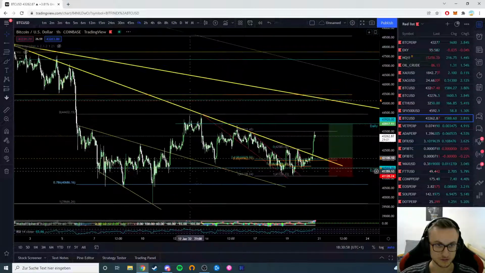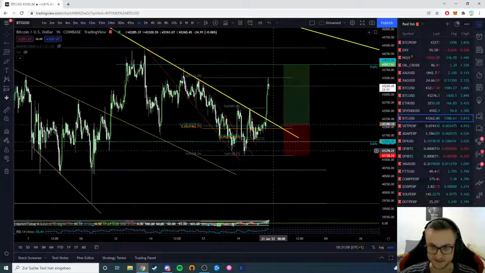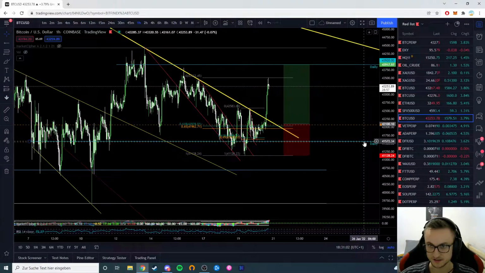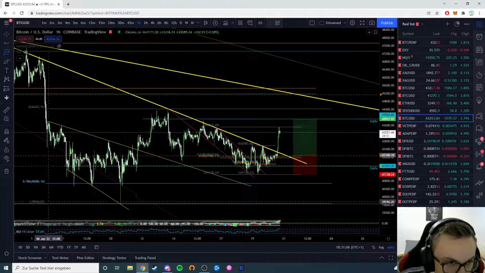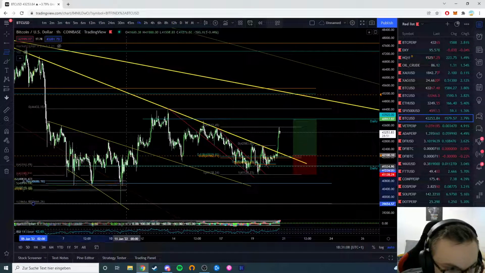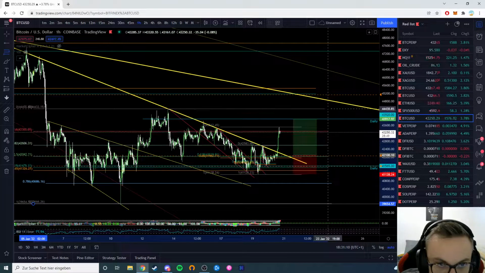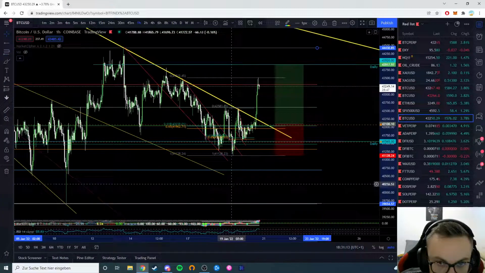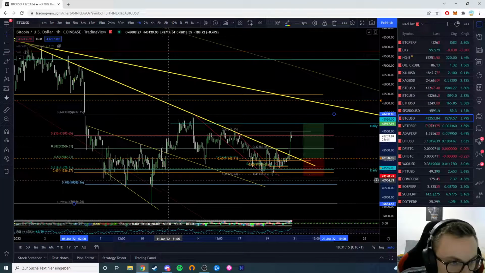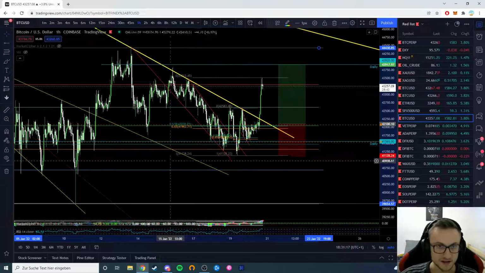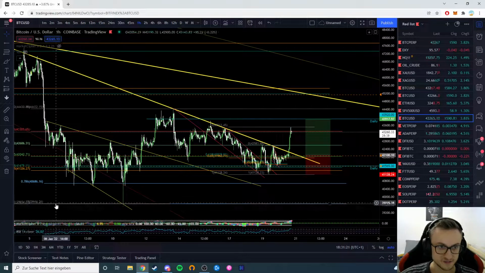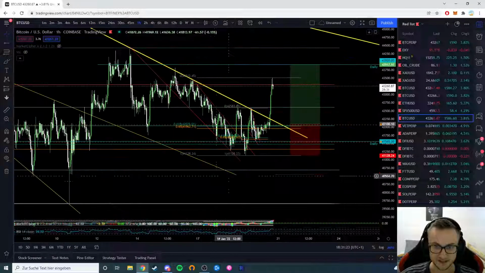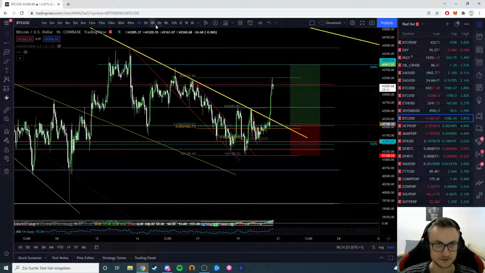Also, we have this daily support level right here. I made a blue horizontal line for that, and I can put it back on. I already deleted it because it was confusing me as I saw it all the time. And we found support on the 618 from this swing low to that swing high, and as you can see, we found support over here.